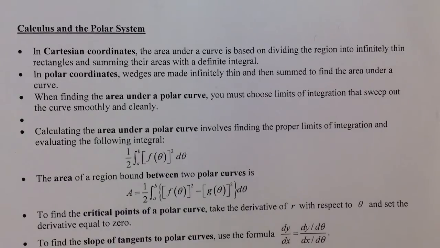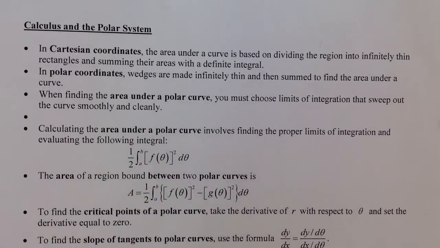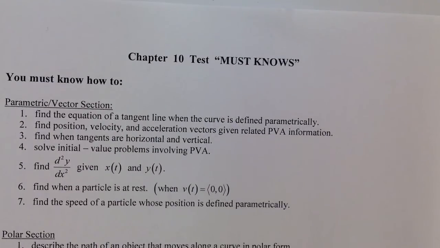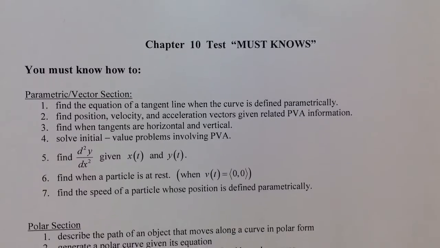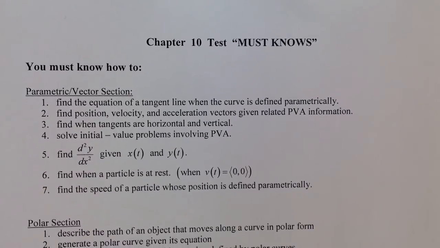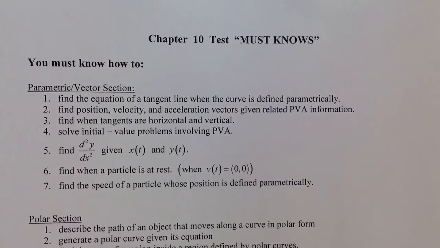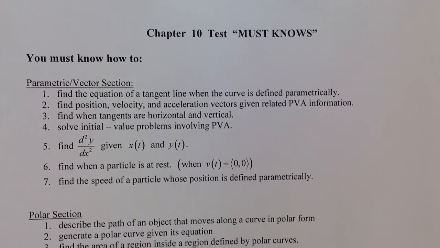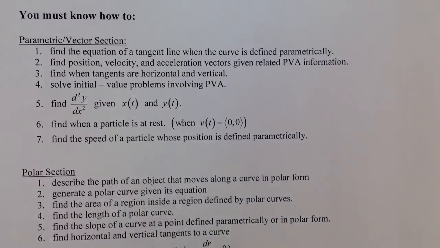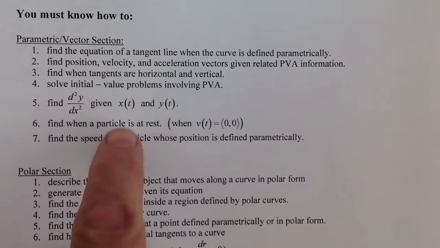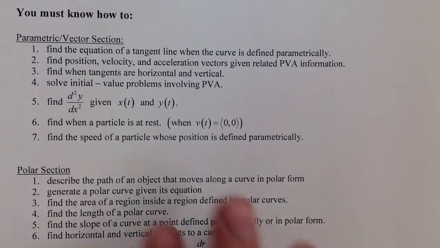I'll let you read through the calculus and polar system information here. Probably would be best to do that after we do the notes. But also, once we get through the polar, as you're getting ready for the Chapter 10 test, make sure you familiarize yourself with the parametric and vector sections. Make sure you're focusing on these key points, and then also from the polar.